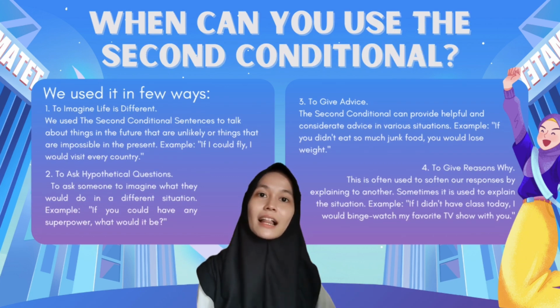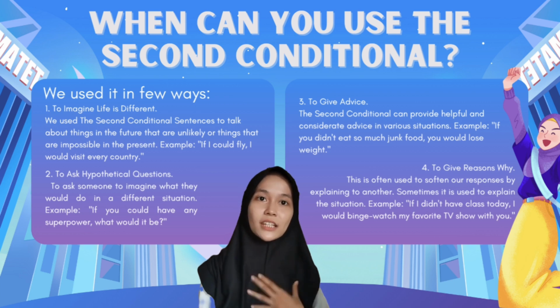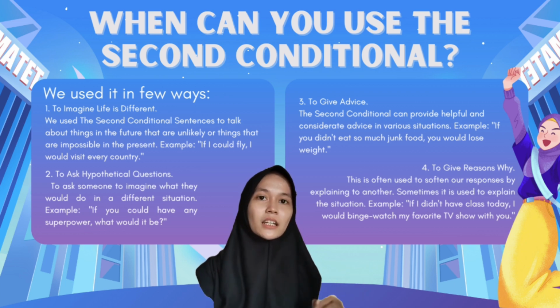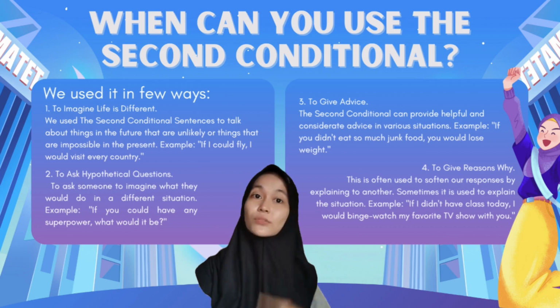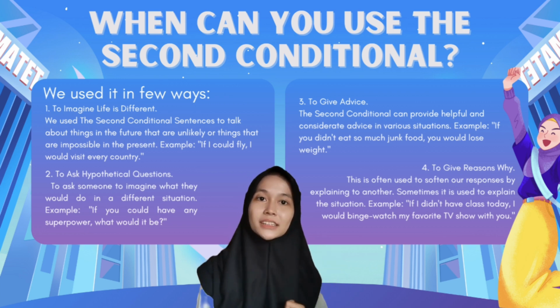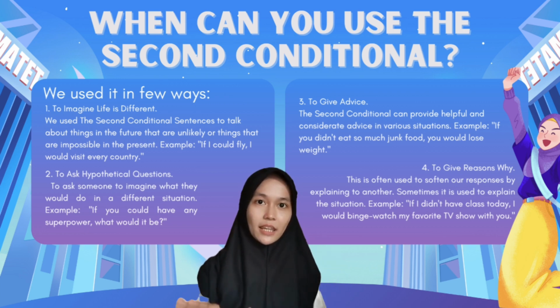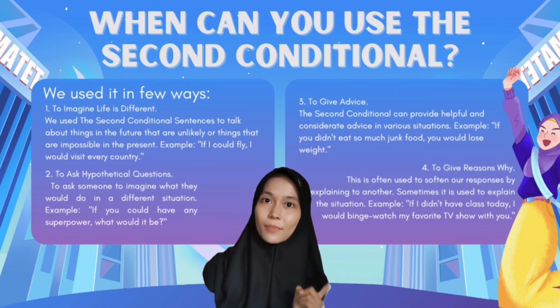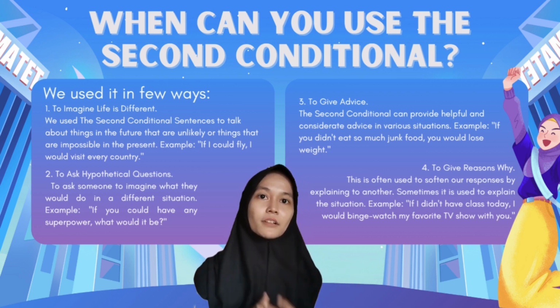First, to imagine life is different. We use the second conditional sentence to talk about things in the future that are unlikely or things that are impossible in the present. We use conditional sentences to imagine and dream that the present situation is different from the real one. So, it is not 100% impossible, but it is more unlikely. For example, if I could fly, I would visit every country.